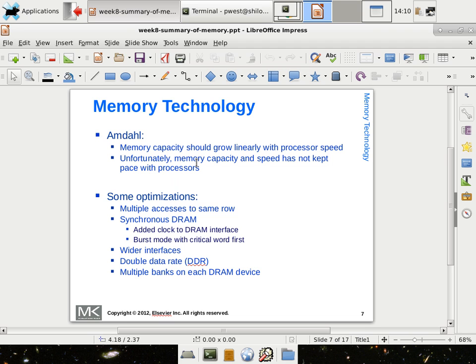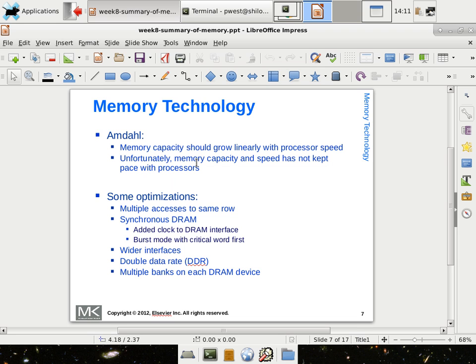You can try and do multiple accesses in the same row, which happens. Synchronous DRAM adds a clock to the DRAM interface. The big thing here is actually burst mode, where once you get the first word, it's going to give you the rest of it as well, because you're probably going to need that soon. Wider interface, double data rate, and then multiple banks.